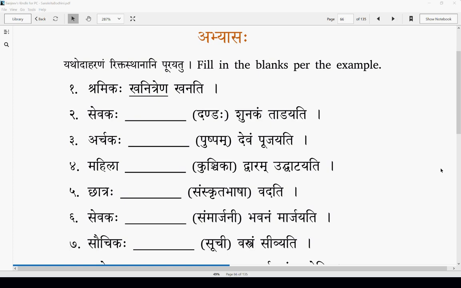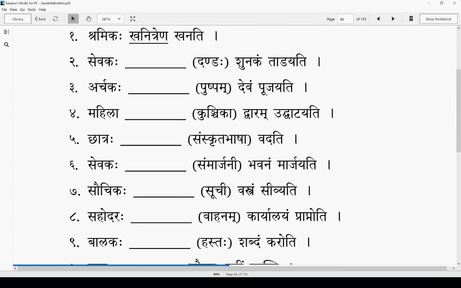I'll go through quickly the words for the vocabulary, for people who are new to these words. Sevakaha, servant. Dandaha is stick. Shunaka, dog. Tadayati, beats.